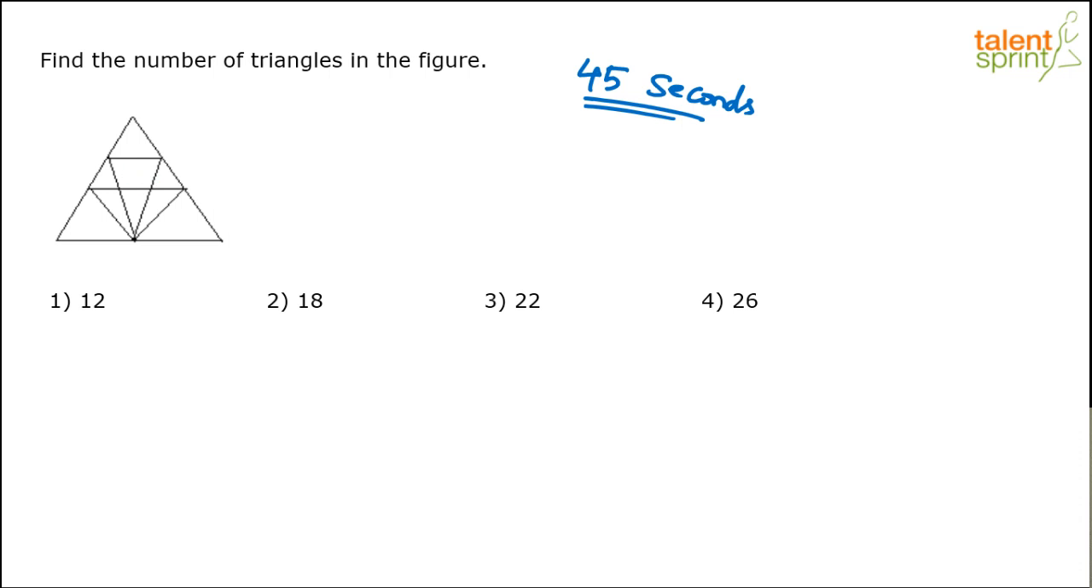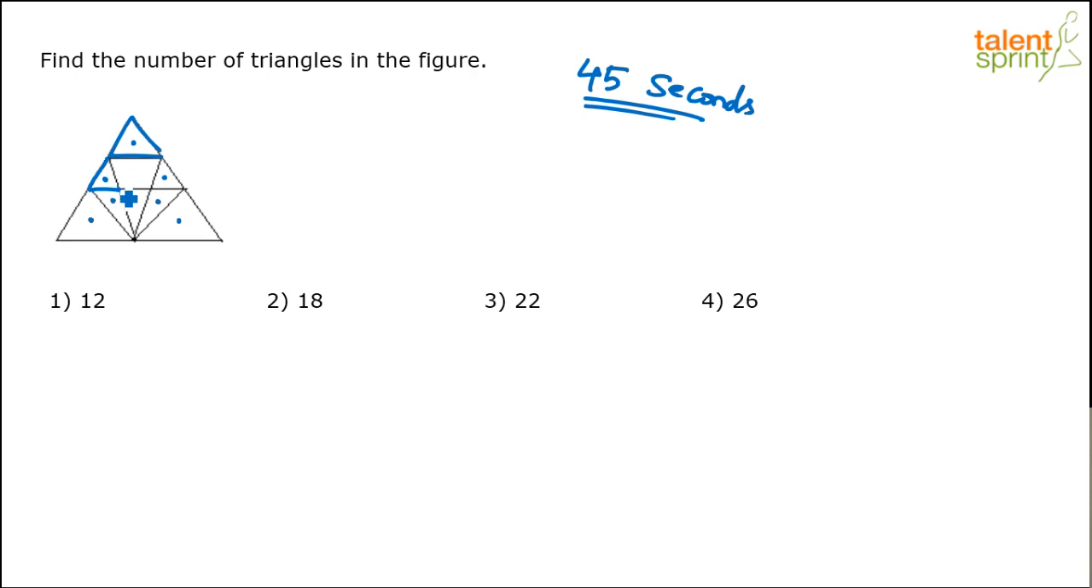So let's count. I think let's first count the triangles which are the smallest of the triangles. So I think, how do I put this? 1, 2, 3, 4, 5, 6, 7, 8. You understand? The dot is in the center of the triangle. So 1, this triangle.